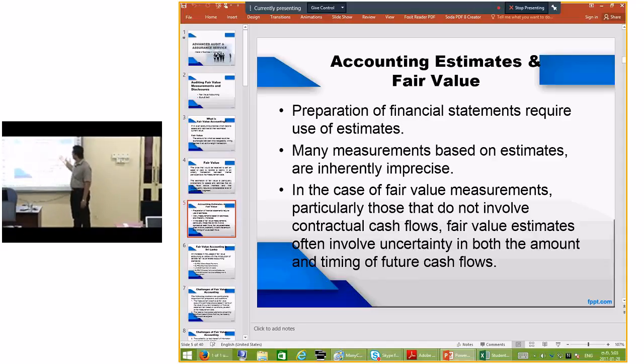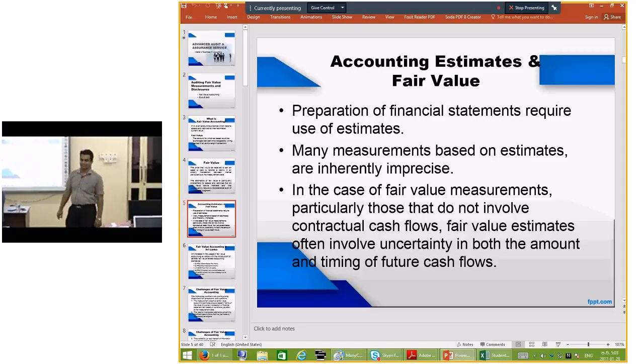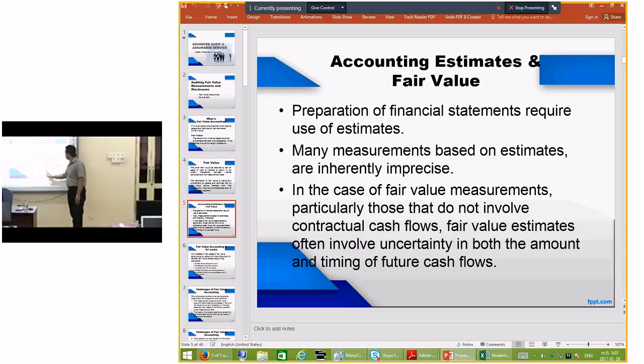As we discussed, this is the application of accounting estimates in our financial statements. Preparation of financial statements requires use of estimates. Many measurements based on estimates are inherently imprecise. In the case of fair value measurements, particularly those that do not involve contractual cash flows, fair value estimates often involve uncertainty in both the amount and timing of future cash flows. Right? Very important. Two words. The uncertainty arises in both the amount and timing.